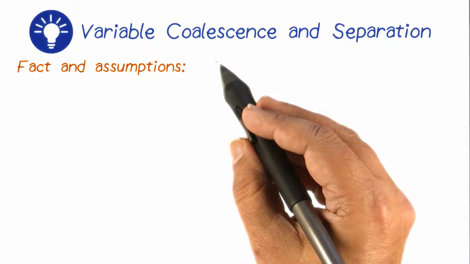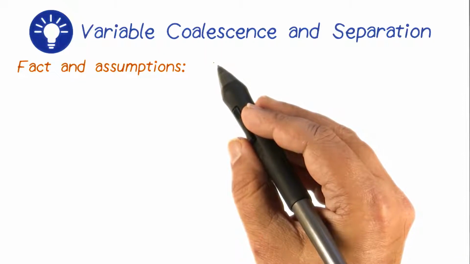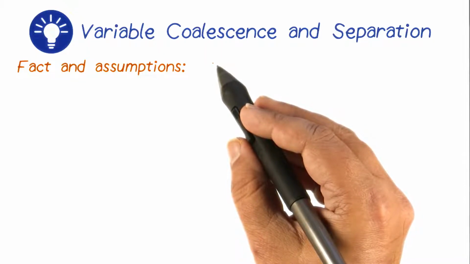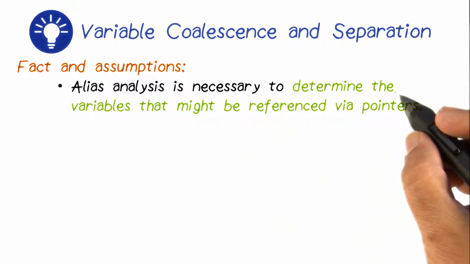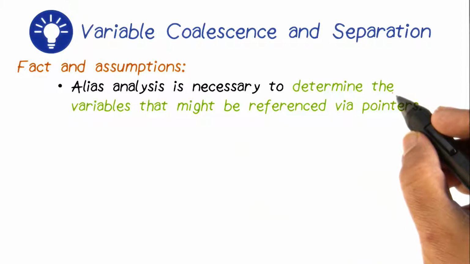Here are some highlights which we are going to state in terms of the different analyses that have to happen before we undertake the coalescence. Remember that we are going to put two webs in the same memory location whenever they are disjoint, and that means whenever their last references are done. So in order to find out where the last references are for the respective webs, first we have to do alias analysis. What is alias analysis? Alias analysis is in terms of finding out the variables that might be referenced via pointers.